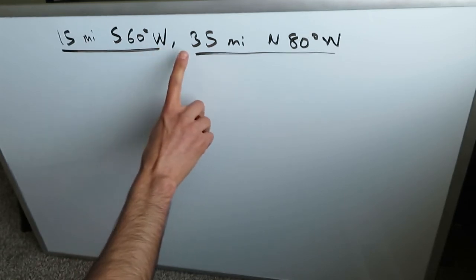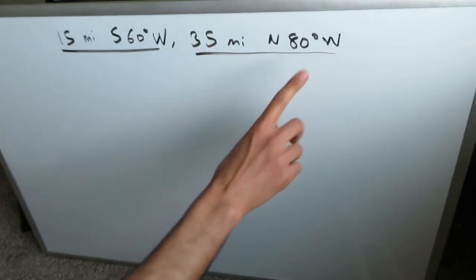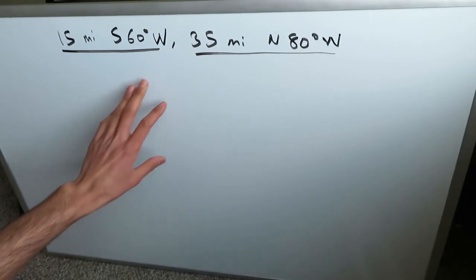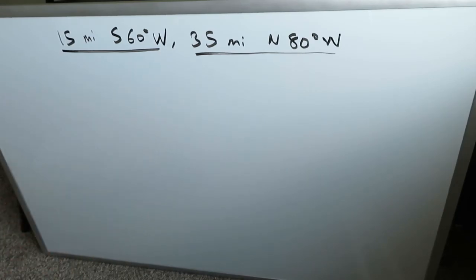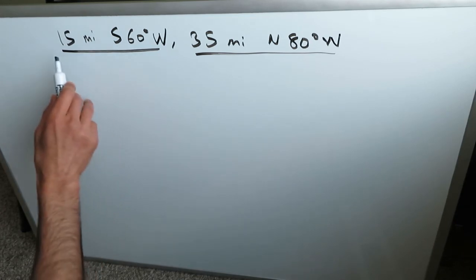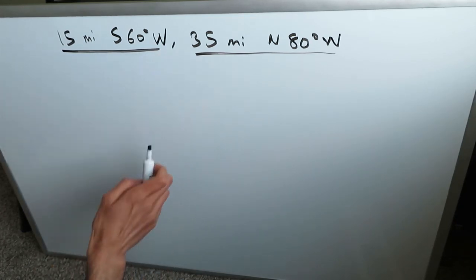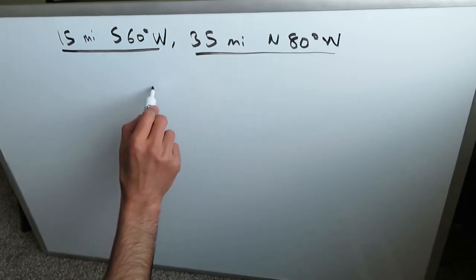It takes a pause, then it does an additional 35 miles north 80 degrees west, and we know the initial point and the final point are not the same, so there will be displacement occurring. The best way to proceed through this is to split this up into two parts as shown and to draw it out.